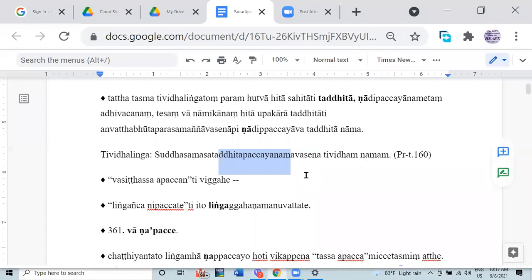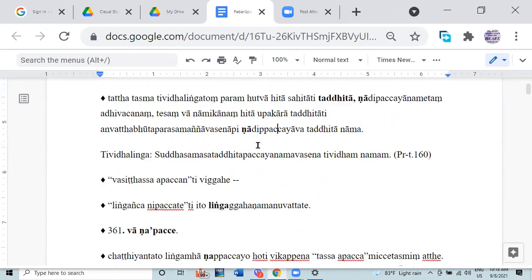So the nouns such as soda nama, pure noun we can say, and compound nouns, and the nouns that have the taddhita suffixes. So these are the three nouns. After all these three nouns, taddhita suffixes like na suffix, ni suffix are used. That's why tattha tasama tivida linga do pran hautawa. So we can simply say: after this threefold noun.